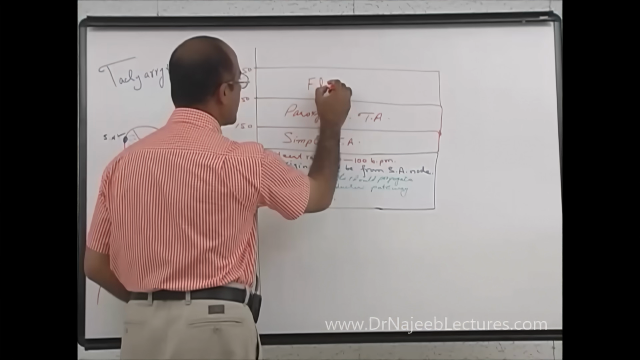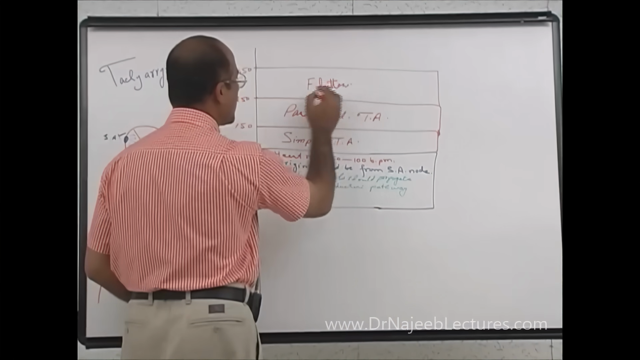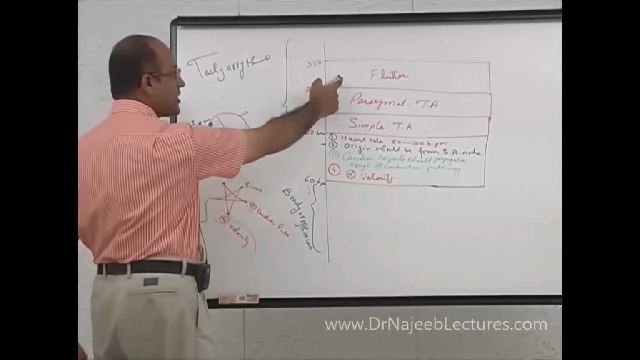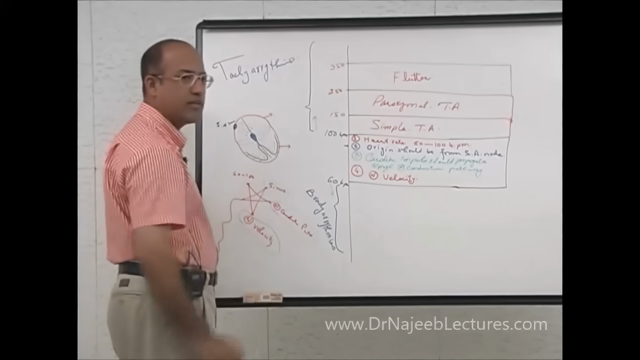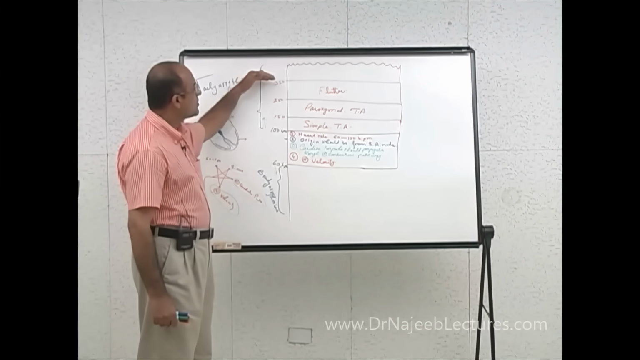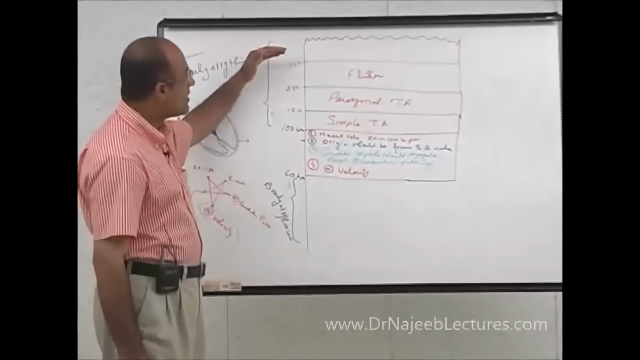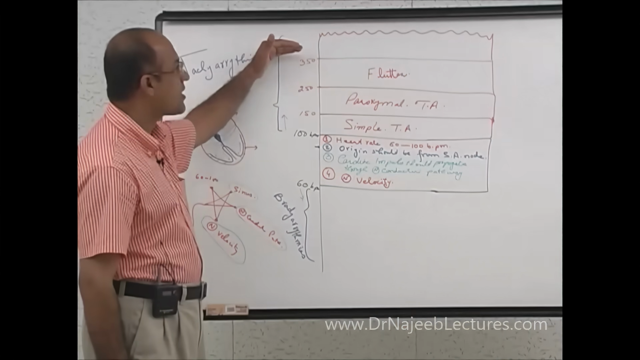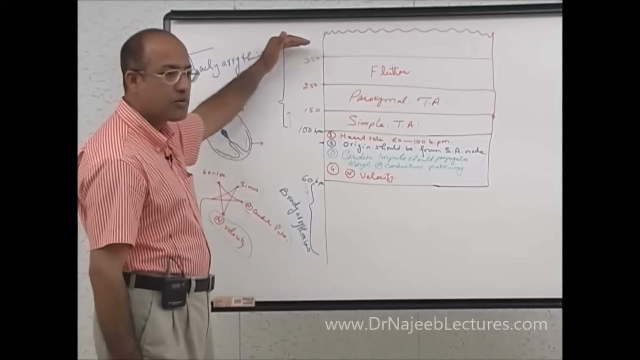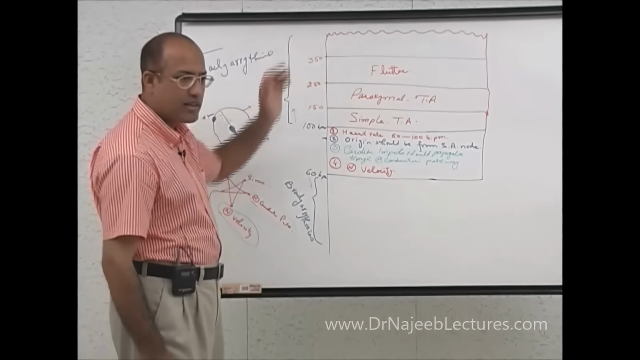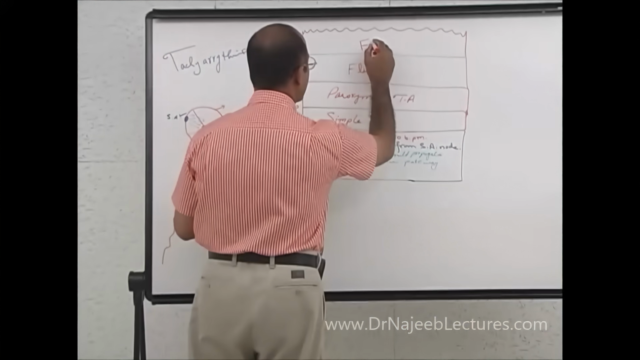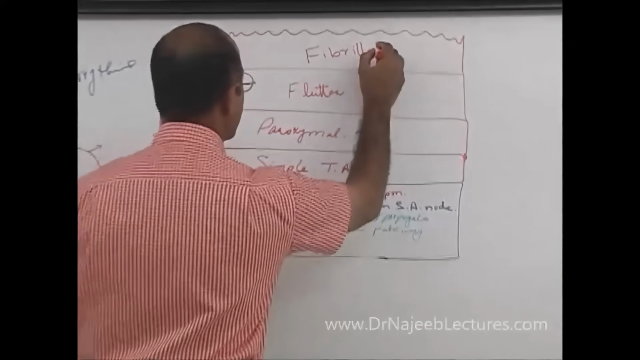Of course, if such electrical activity is present in the atrium, it will be called atrial flutter. And if such activity is present in the ventricle, we call it ventricular flutter. If someone is so unfortunate that electrical activity in the heart or some part of the heart goes above 350 times per minute, then we say the patient is having fibrillation.